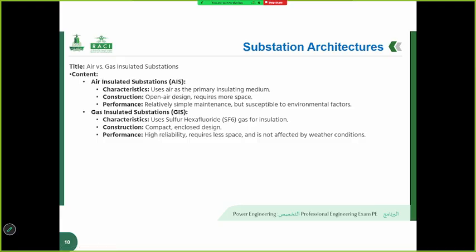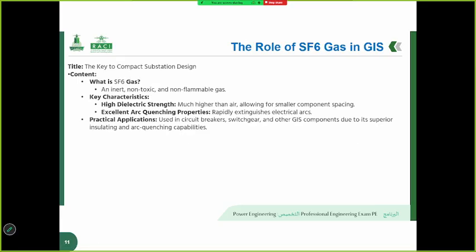So this slide explores the crucial role of sulfur hexafluoride gas, a key component in gas insulated substations, GIS. Its unique properties are what enable the compact, high performance design of these modern electrical facilities. So, what is SF6 gas?